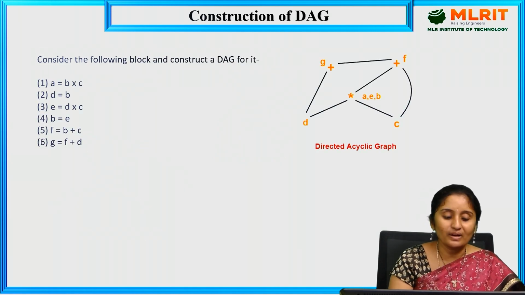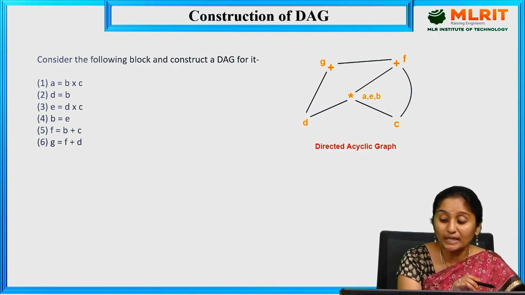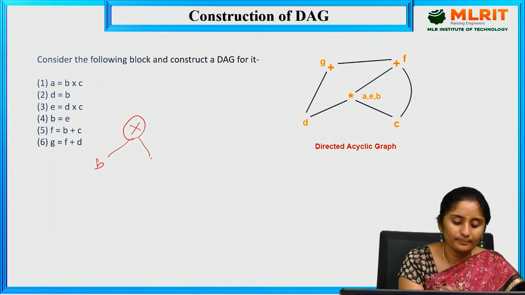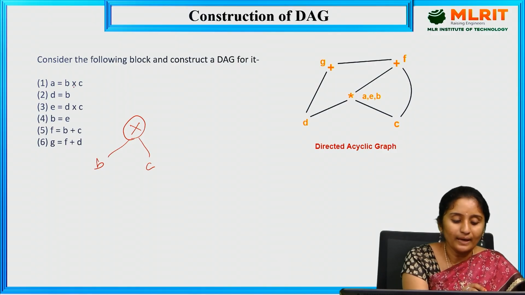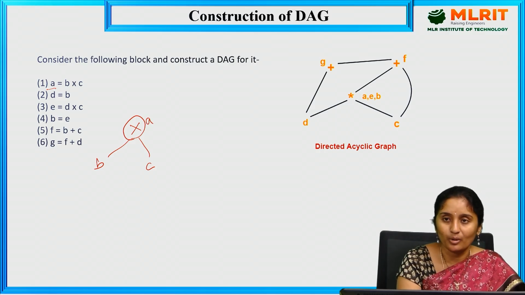So let us see one more example to construct a DAG for this block of statements. Here A equal to B into C. Into is the internal node, B is the left child, C is the right child. And what is the assignment operator I am having here? A is the assignment operator. So this is the first statement I have constructed.